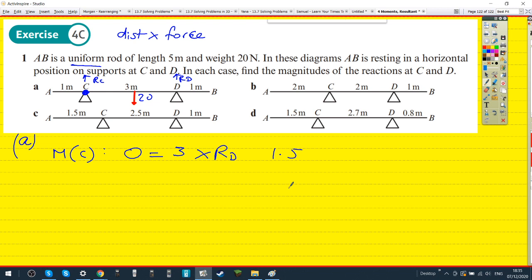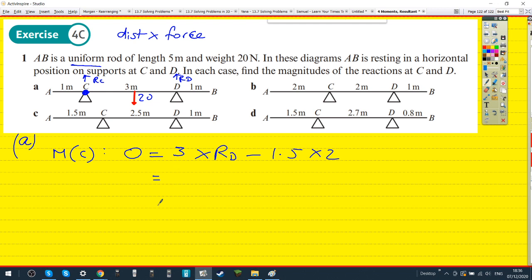Is it plus 1.5? It'll be minus 1.5 because it's clockwise. Okay, yeah. For distance times force. Do I now need to do from D to 20? No. You did the distance, 1.5. What's the force? Times 20. Yes. And that's what you'd solve. So you've got two forces: 1.5 times 20, and 3 times whatever the reaction at D is. That one's anti-clockwise, it's plus. Second one is clockwise, it's negative. And solve.